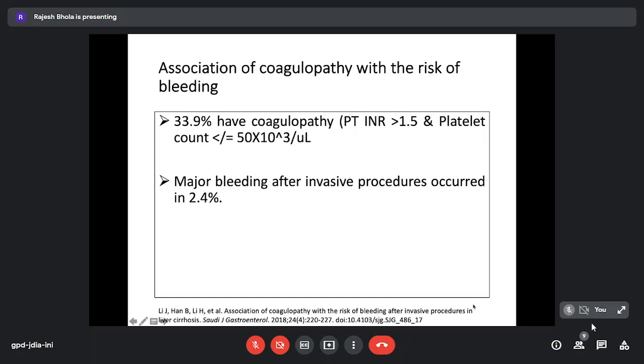And when we look really into different studies, like one study done by Lee J, where they looked into the association of coagulopathy with the risk of bleeding, they found that only 33.9% of chronic liver disease patients actually have coagulopathy. What is meant by coagulopathy here is that the PT INR is more than 1.5 and the platelet count is less than or equal to 50,000. And what they observed in their study is that major bleeding after an invasive procedure only occurred in 2.4%. So had our traditional belief been correct, there should have been a higher percentage of bleeding in case of an invasive procedure.